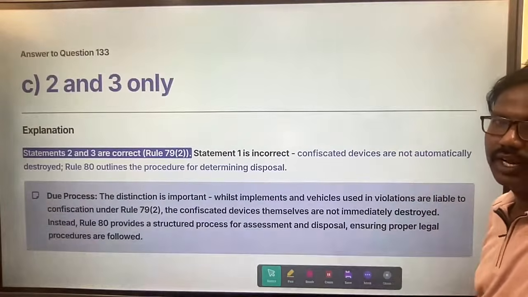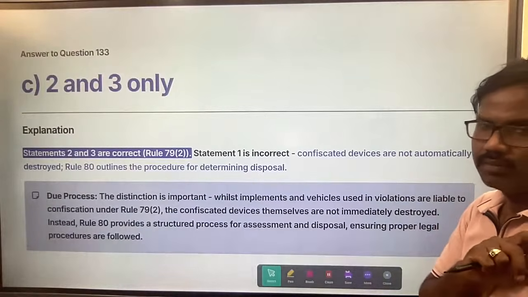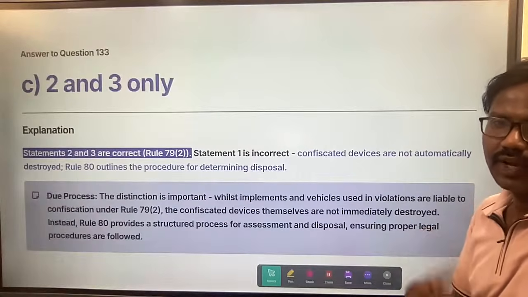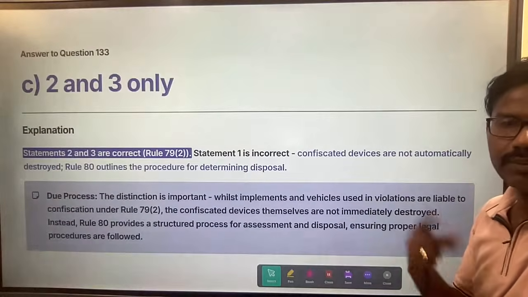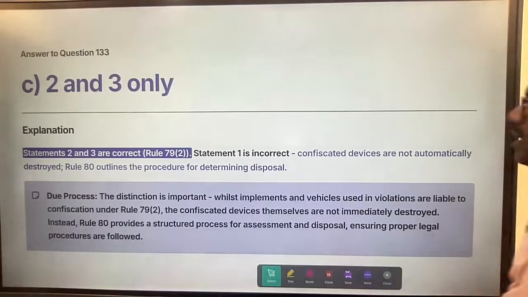Right, 2 and 3 only. So the first statement is wrong. You should not discard any medical device which is violated or confiscated. You must submit it to the court. Statements 2 and 3 are correct. Statement 1 is incorrect. Confiscated devices are not automatically destroyed. Rule 80 outlines the procedure for determining disposal.